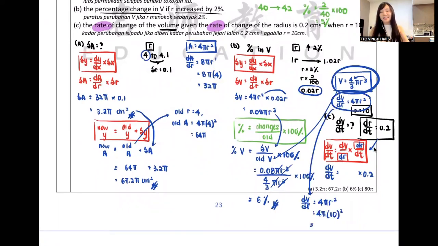I don't know whether you guys like my style, squeezing here and there, okay? I'm so sorry, I don't have space. I didn't plan ahead. So sorry, so ugly, with an arrow like that. So 400 pi. 400 pi times 0.2, I get the answer 80 pi cm cubed per second.